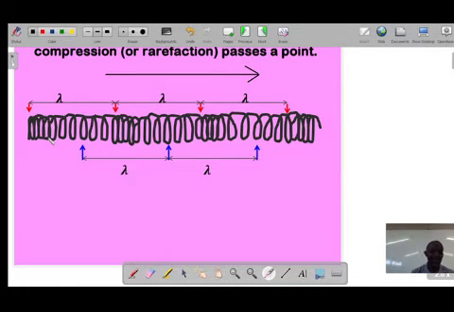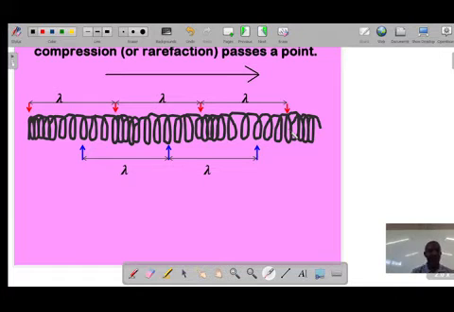Now the regions where they are closest together, they are called what? We said they are called compressions. So this is a compression region, another compression region, and another compression region, and another compression region.